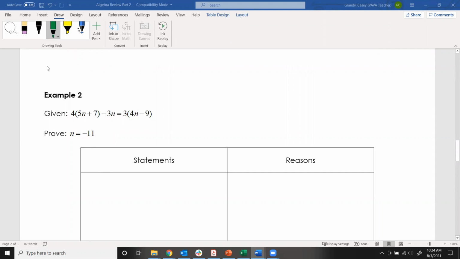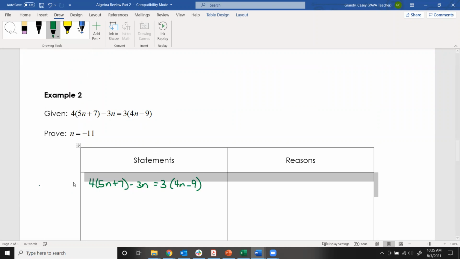So we start with the given. We're going to write 4 times 5n plus 7 minus 3n equals 3 times 4n minus 9. Let's call this step 1. If that's confusing, you could call it step A. Okay? Especially with all these parentheses going on, that might be a good idea.